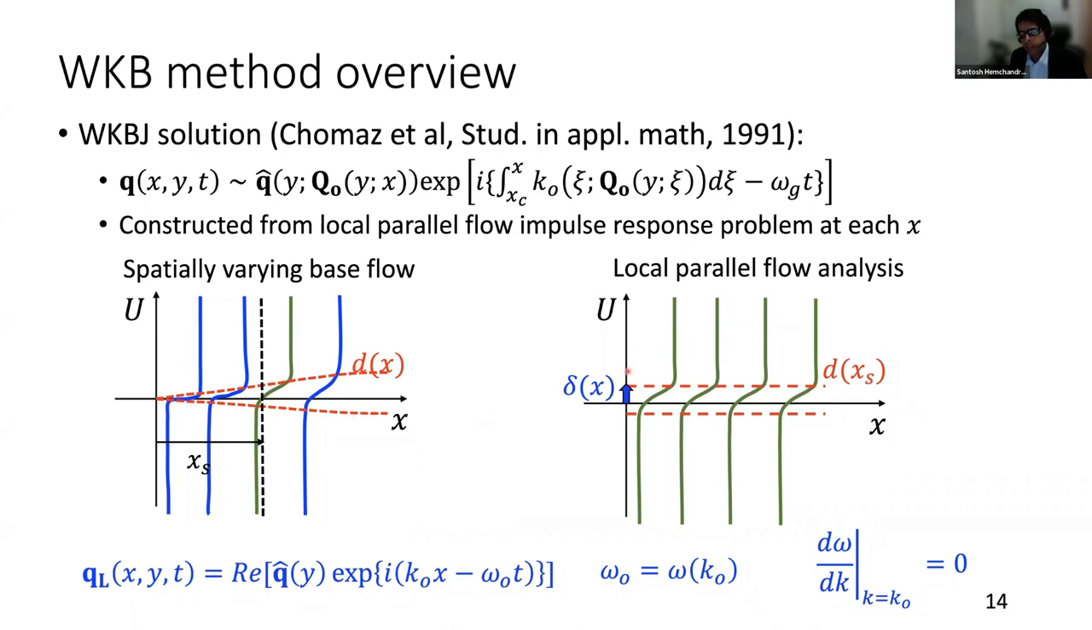So then, to get q hat, what you do is you go to every streamwise location and do a local parallel flow analysis. You take the velocity profile at a given streamwise location, shown in green, and construct a uniform parallel flow out of that. And then you ask, suppose I impulsively perturb this uniform parallel flow, what is the solution for my impulse response? It is that solution, which can be written like this, that gives you q hat of y.